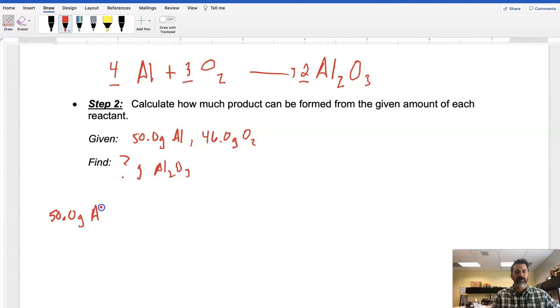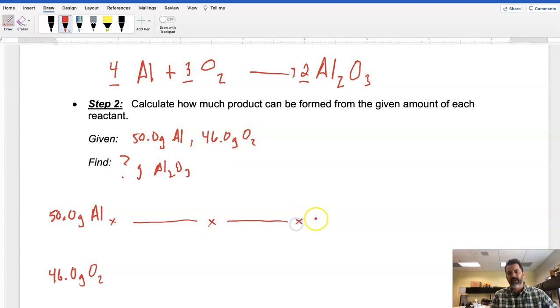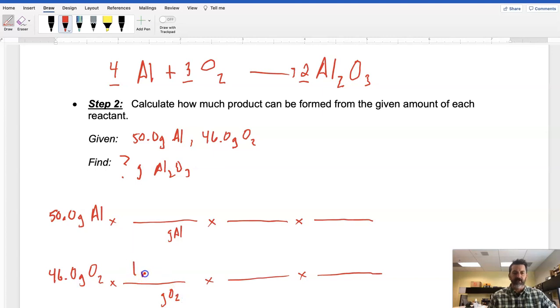50.0 grams of aluminum and 46.0 grams of oxygen. Now, I see some people doing this, and this is perfectly fine. You can set it up ahead of time, thinking, well, I know this is a mass problem, so I already know what the steps are going to be unit-wise, so I can fill that in and put the numbers in later. So I know this is going to be grams of aluminum. I know this is going to be grams of oxygen. I know I'm converting that to moles first.